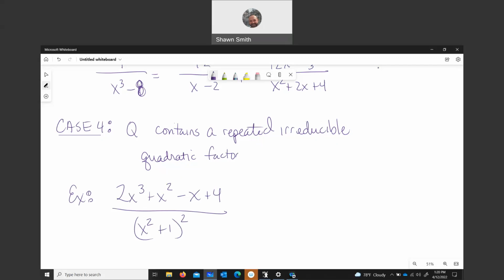All right, see if you can set this one up. It's already factored for you, right? You can't factor x squared plus 1. That's a sum of perfect squares. There's no such factorization of that. But it is repeated, right? Because it's to the power of 2. So I'm going to pause this real quick.